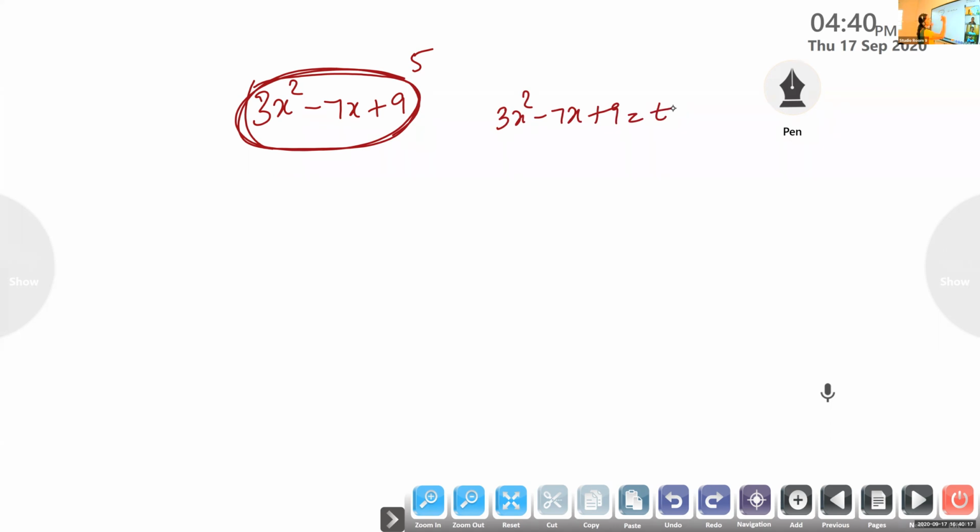Those who can't follow this, this way also you can do. You take this function as t. So y takes the form t raised to 5. That is, what is t? 3x square minus 7x plus 9. Is it okay? So this is one function and this is another function. Now I am going to write this as dy by dx. So what is the derivative of x raised to 5?